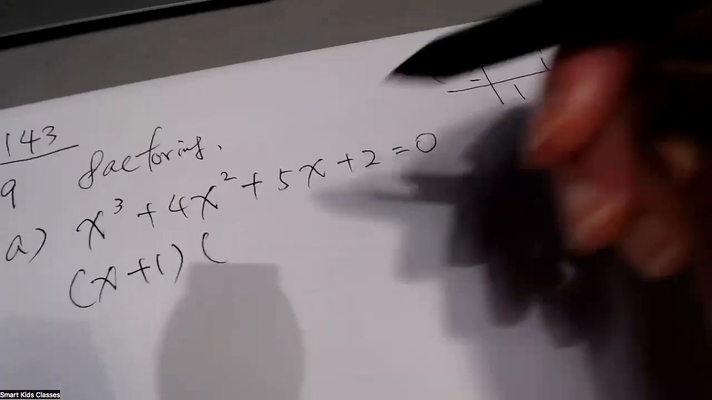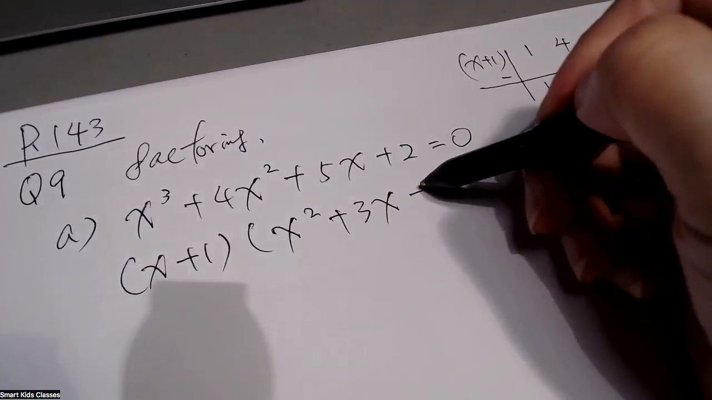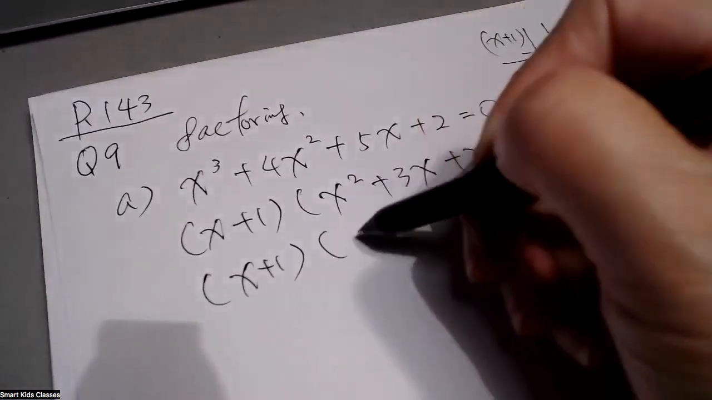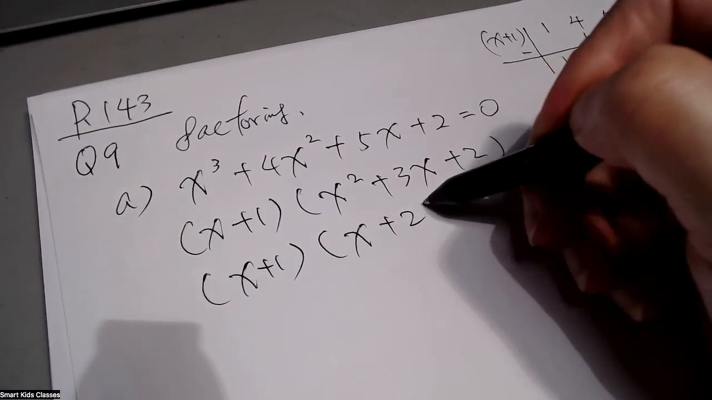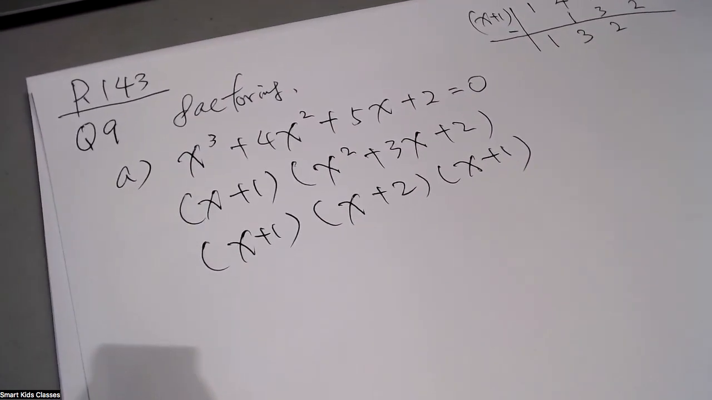So we're going to find the answer here. X exponent 2, 3x plus 2. We continue to factor: x plus 1, x plus 2, and x plus 1. So we fully factor it.